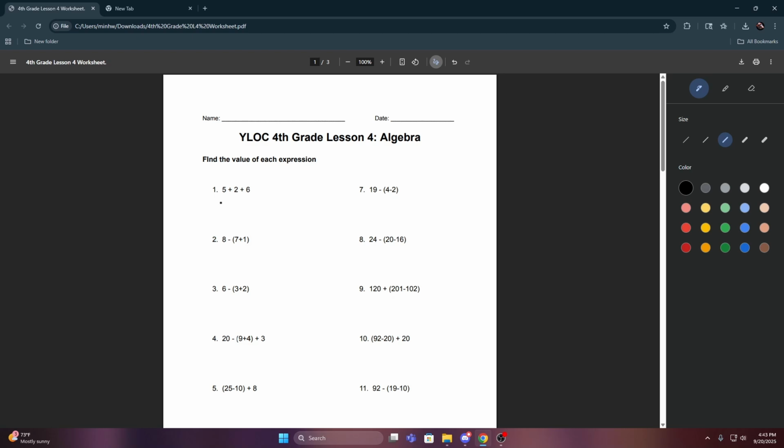So number 1, 5 plus 2 plus 6. Pretty straightforward. You can add all the way through here. 5 plus 2, which is 7, plus 6, which is 13. You can just take it one term at a time and jump to the next, however you feel comfortable.